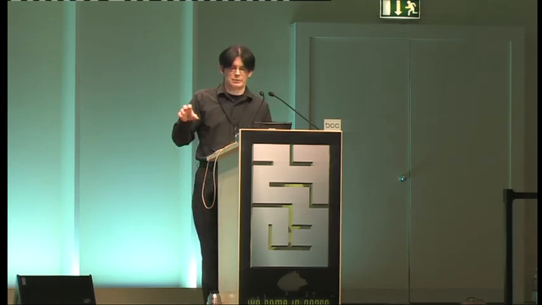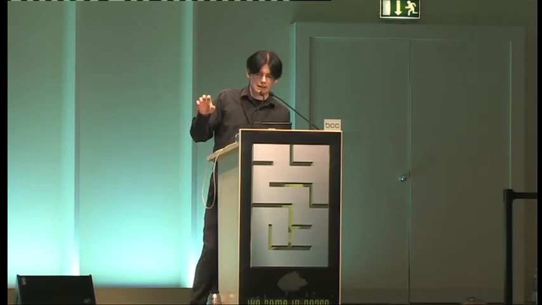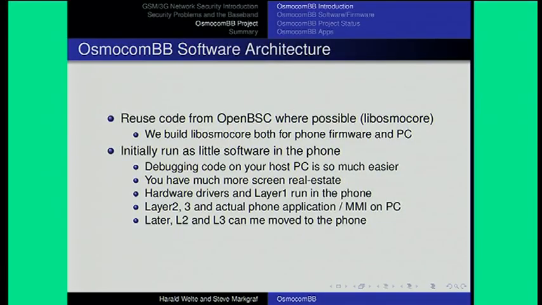And we run as little software as possible in the phone because debugging code on the PC is much easier. If you want to debug embedded stuff running in an ARM microcontroller, it means JTAG and all that, and you always need to download your new code, and it's just not as convenient as debugging it on the PC, where you can just run it on Valgrind or do whatever you want.